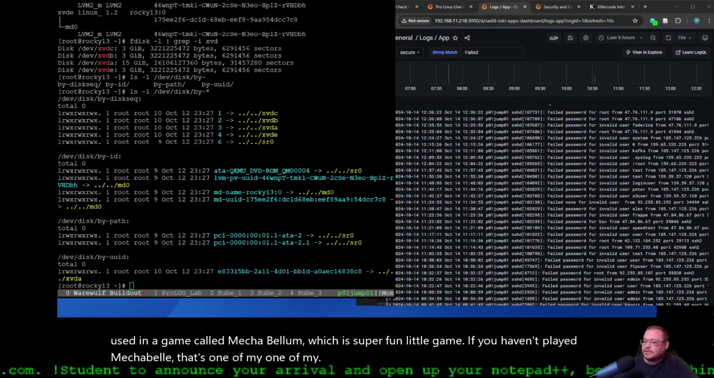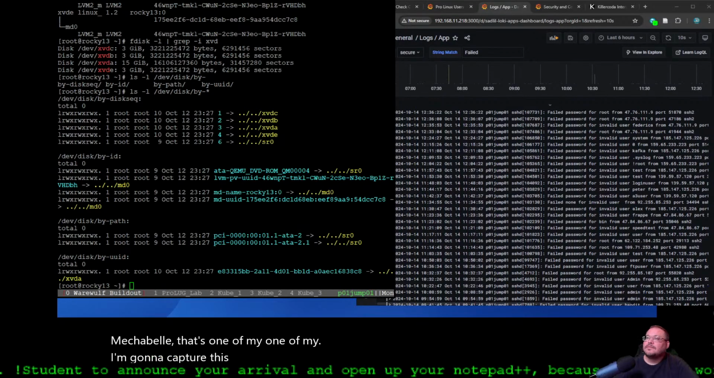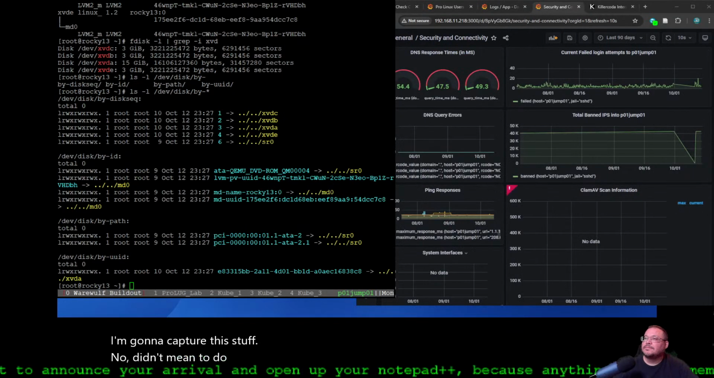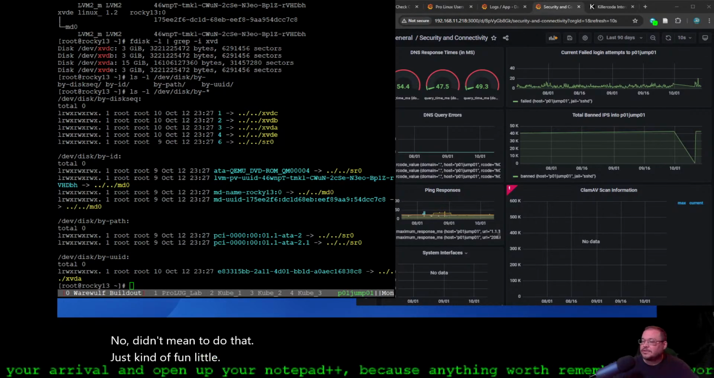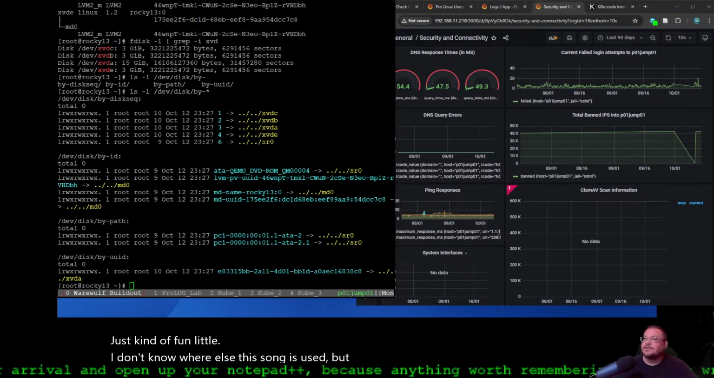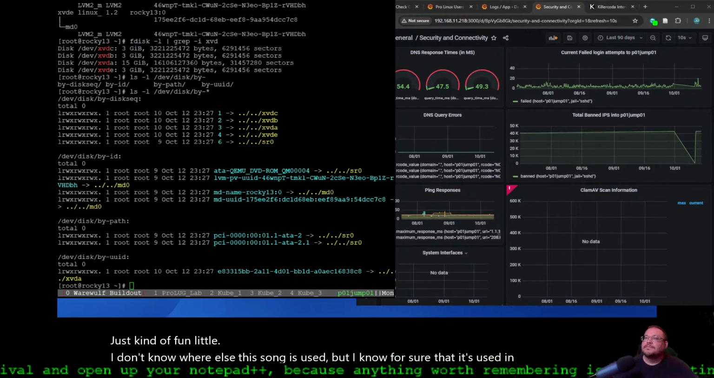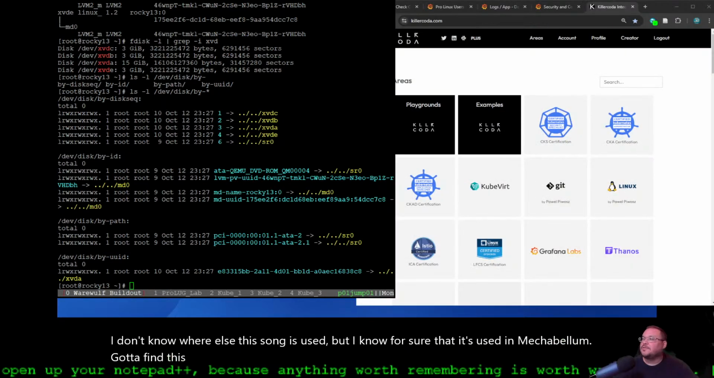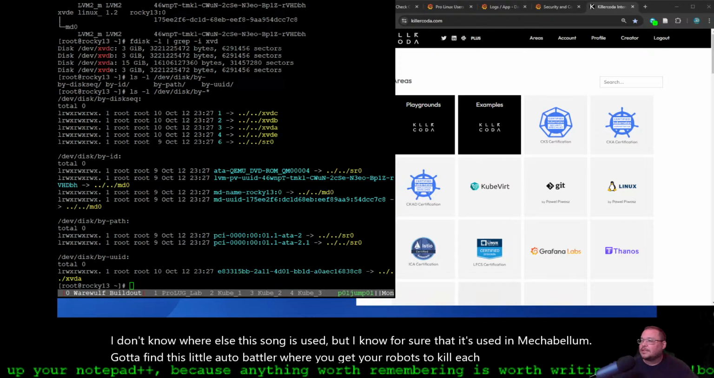I'm going to capture this stuff. Nope, didn't mean to do that. I don't know where else this song is used, but I know for sure that it's used in Mechabellum. Kind of fun, this little auto battler where you get your robots to kill each other. Ends up being pretty fun.